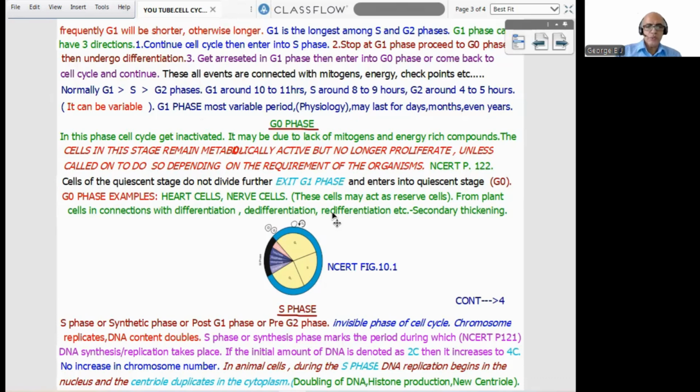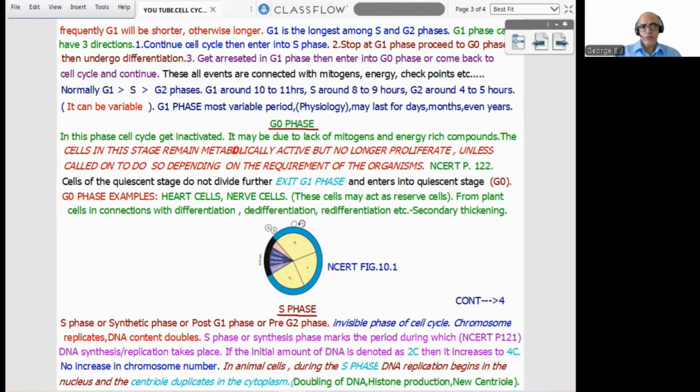Now comes the G0 phase. In this phase, the cell cycle will be inactivated, G0. It may be due to lack of mitogens and energy-rich compounds. So no stimulation. Cells in this stage remain metabolically active, but no longer proliferate unless called on to do so, depending on the requirements of the organism. This is a famous line from NCERT page number 122.